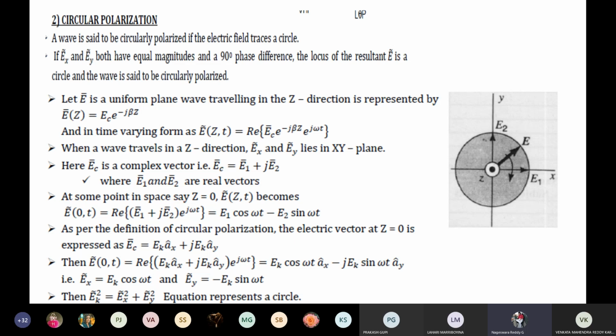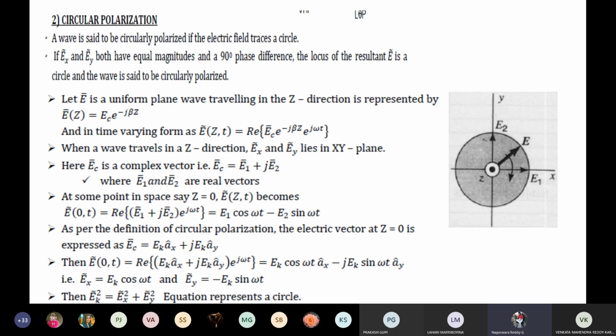At some point in space, that is z is equal to 0, E of z comma t becomes E of 0 comma t, real part of E1 plus j E2 e power j omega t, that is equal to E1 cos omega t minus E2 sin omega t. We can take only the real part. As per the definition of circular polarization, the electric vector at z is equal to 0 is expressed as Ec is equal to Ek ax plus j into Ek ay, that is a cap x, a cap y.